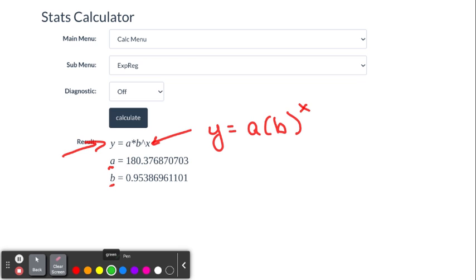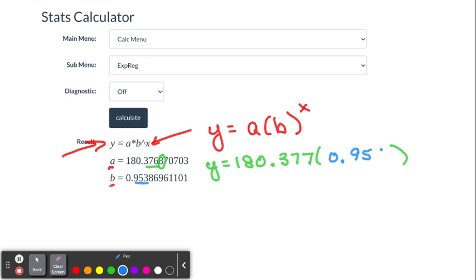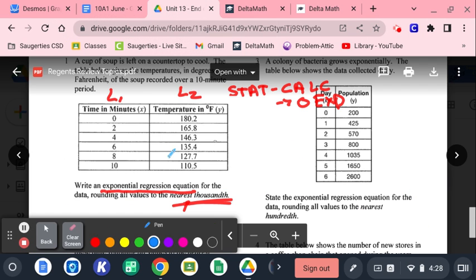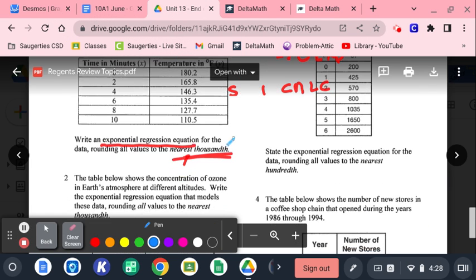I think we're rounding to 3 decimal places, it said. y equals 180.377. Remember, you look one extra space over, it's 5 or bigger, so I round it up. And then in parentheses, our B is 0.954, bigger than 5, exponent x. So this is our equation. And I wish I could copy and paste, but I cannot. So that is our equation for question 1.